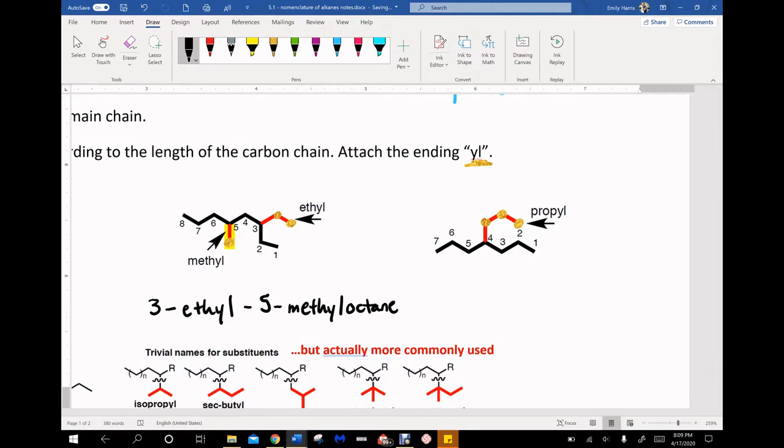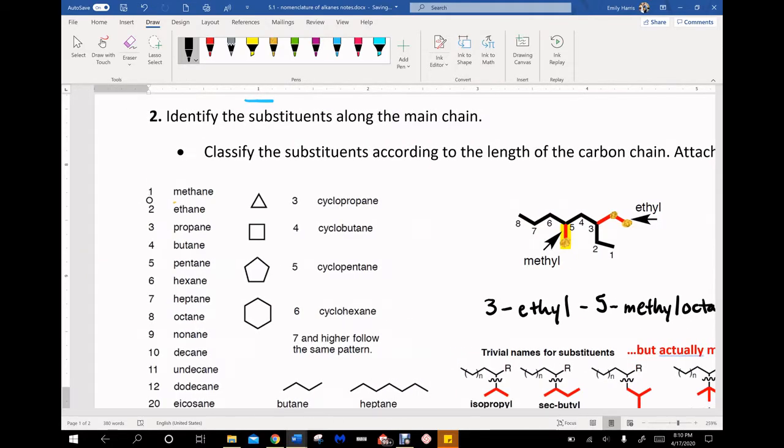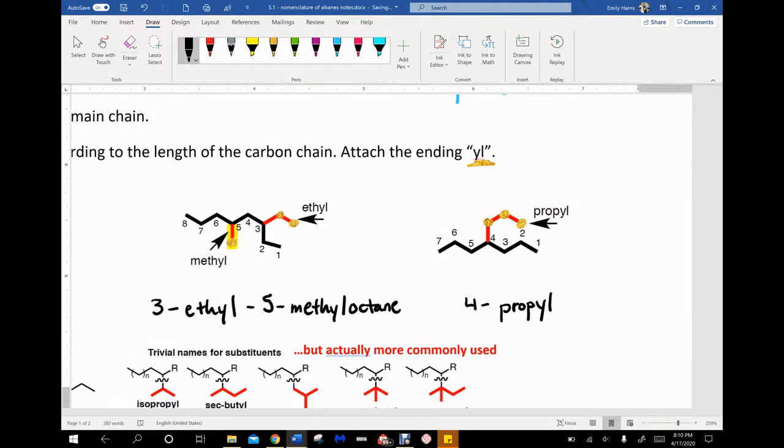All right. So now what we're going to do is apply the same principle to the second example. Here we have a propyl group on carbon 4. So we'll say 4-propyl. Then our parent chain is 7 carbons long. So if we go over, we can look for 7. 7 is called heptane. So this will be 5-propyl heptane.